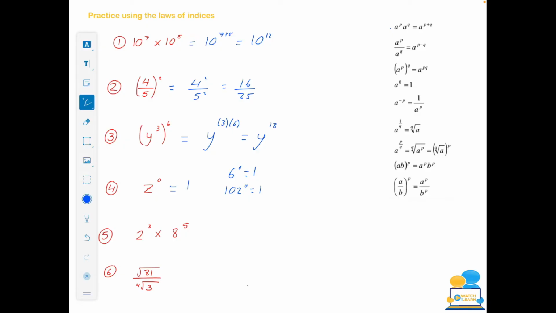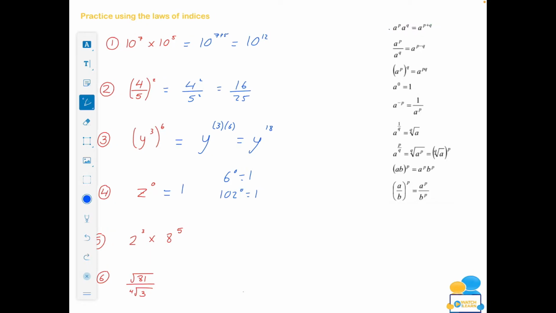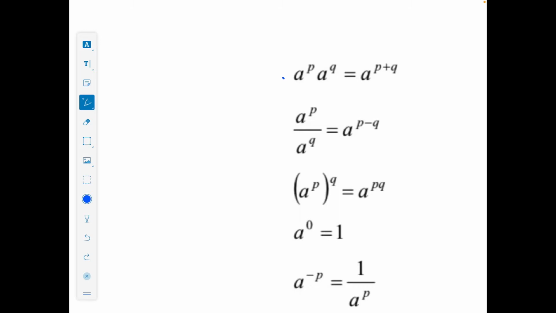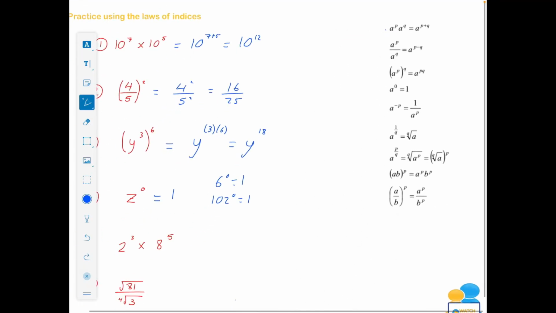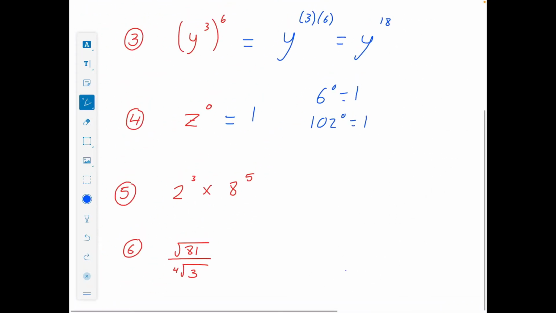Okay, now things get a little bit trickier for question 5. Okay, so this looks like, well, it is multiplying. So we are going to end up using law 1 up here. But it's not that straightforward. So if you notice with this, the bases are the same. What I mean by the bases is the big number. So it's a to the power of something multiplied by a to the power of something. But here we've got 2 to the power of something multiplied by a to the power of something. So the bases aren't the same.